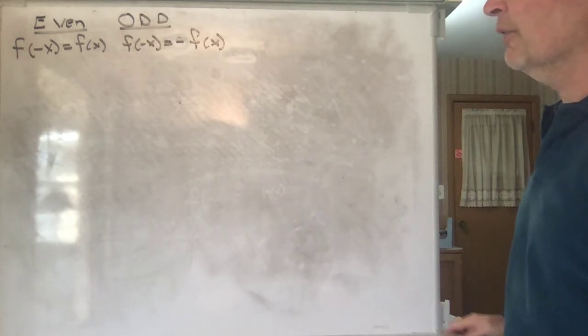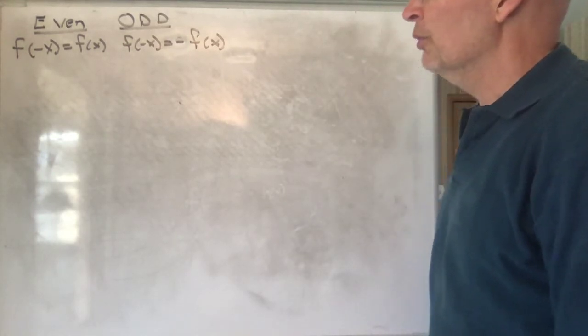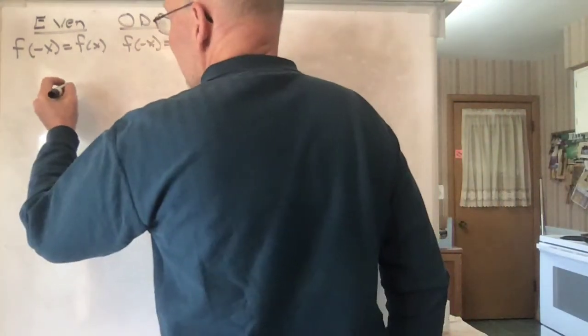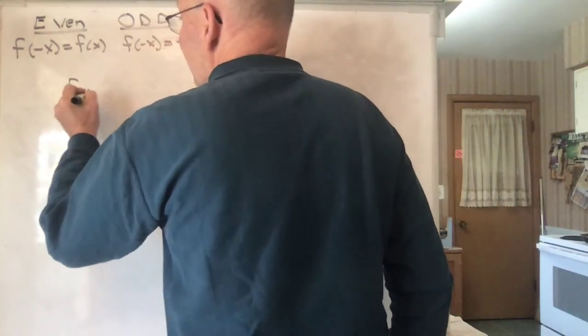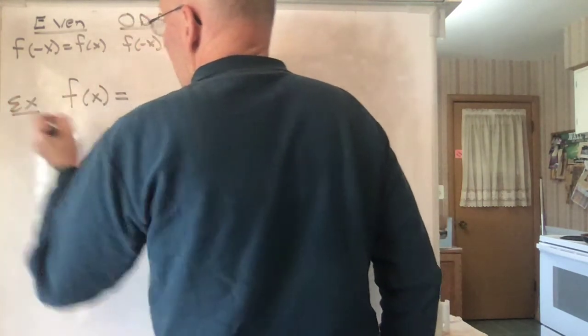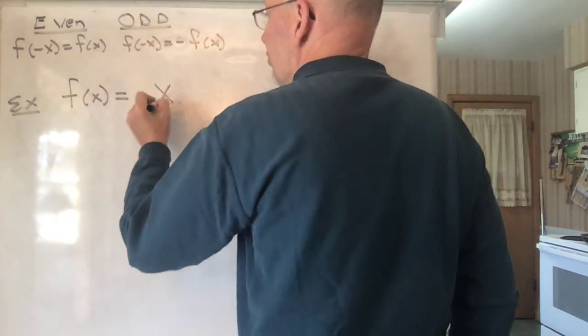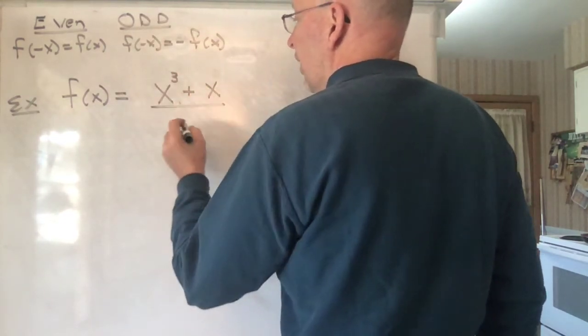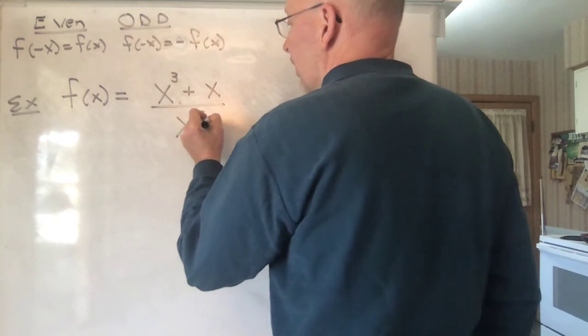So let's see if we can figure out how to determine if functions are even or odd. Let's take an example of f of x is equal to, let's say, x cubed plus x divided by x squared.